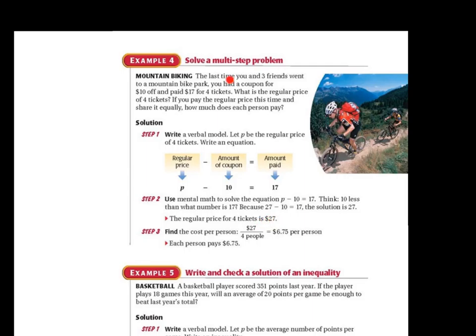Okay, so again, it said the last time you and 3 friends, not just 3 friends, but you and 3 friends, so that's 4 of you. So if we're finding the cost per person, 27 divided by 4, that's going to give us $6.75 per person.